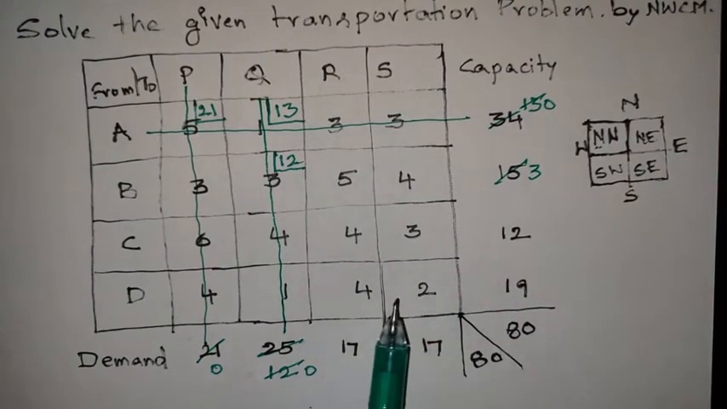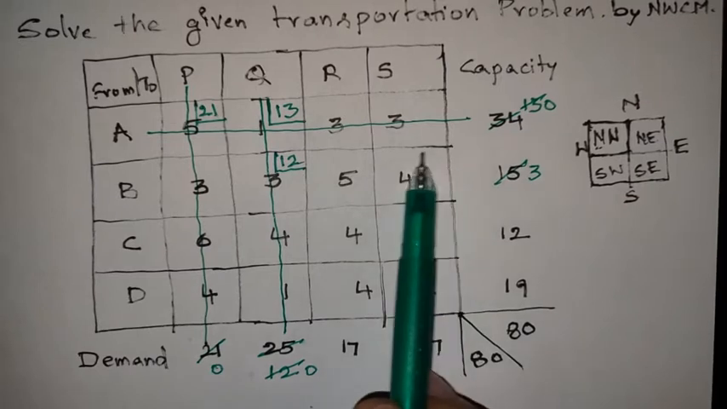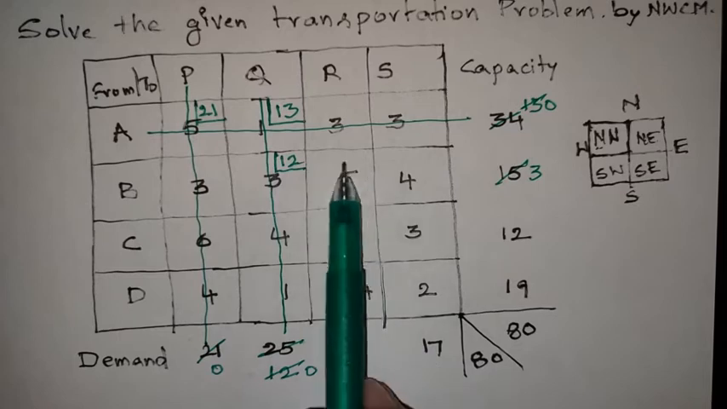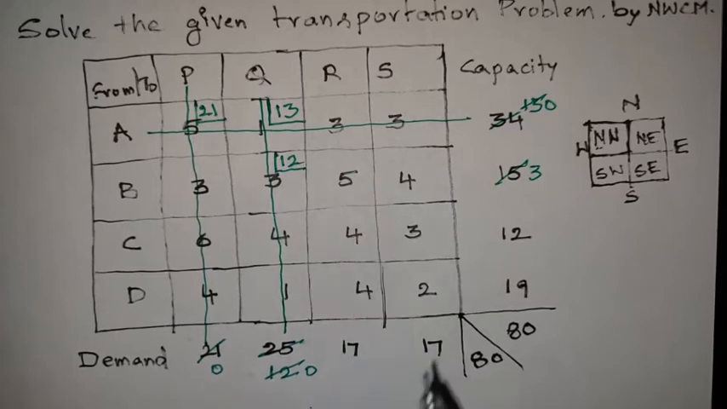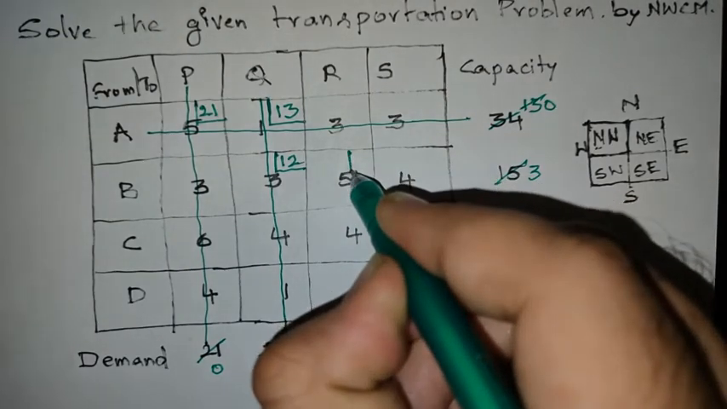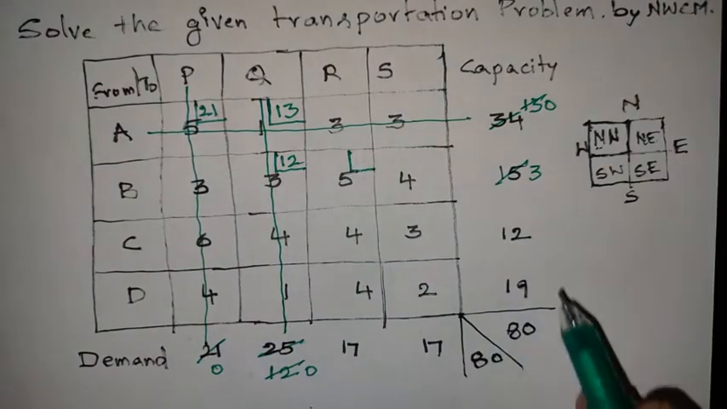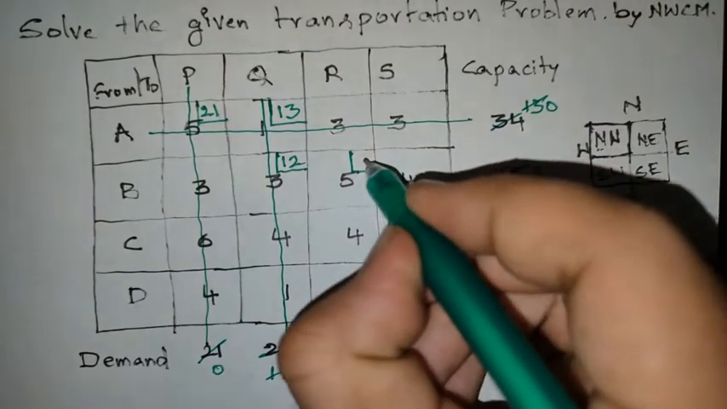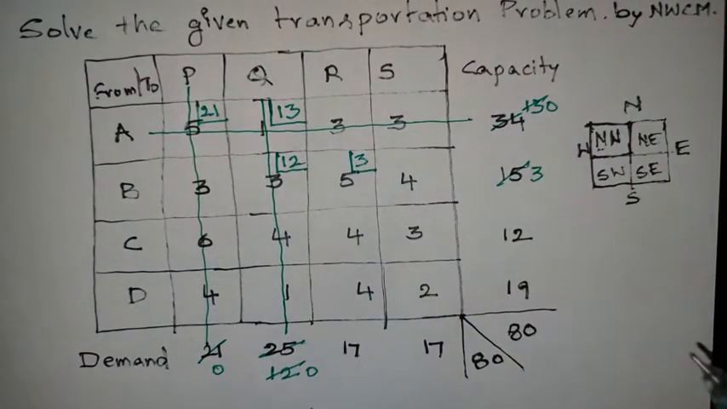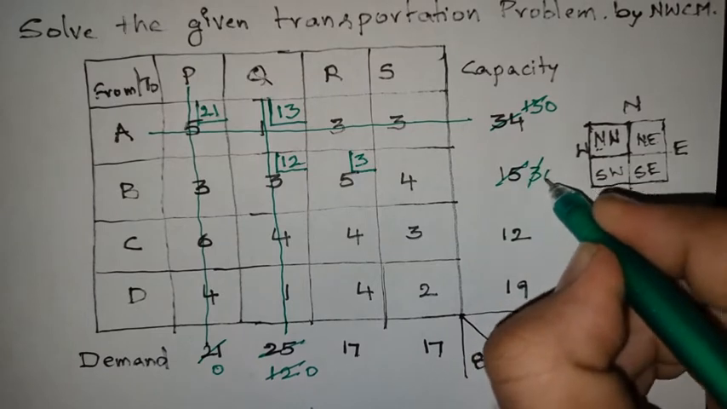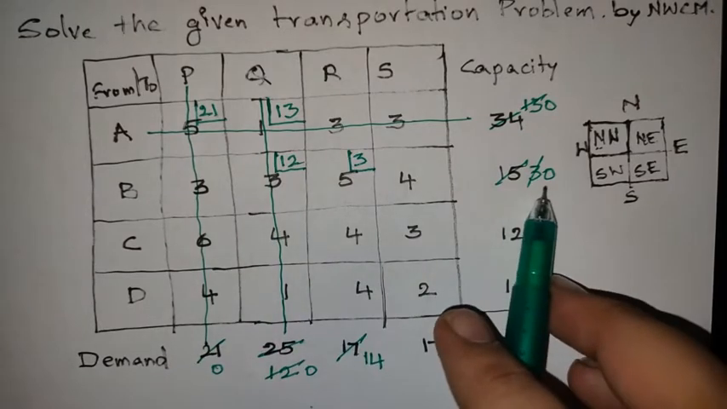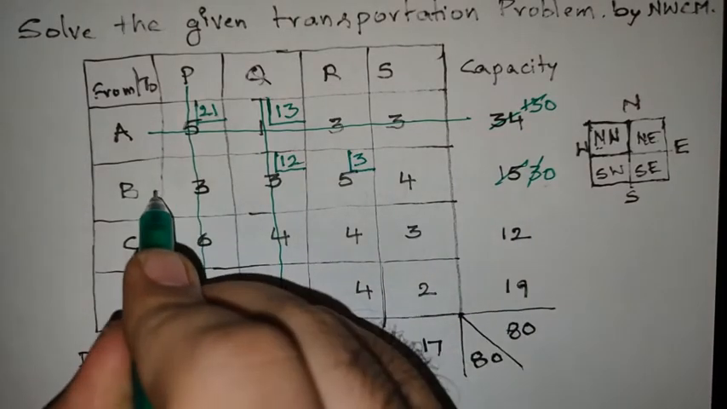Next, what is the remaining table? This one is the remaining table. In this remaining table, what is the northwest cell? The top left corner, this one is the northwest cell. Now we need to allot the number of units for this one. How many units? Supply is 3 and the demand is 7, but we can supply 3. So I am allotting 3 units. So this one becomes 0 and there is a demand of 14. This row became 0, so strike off this row.